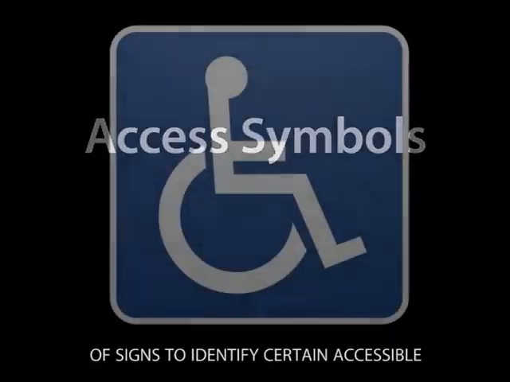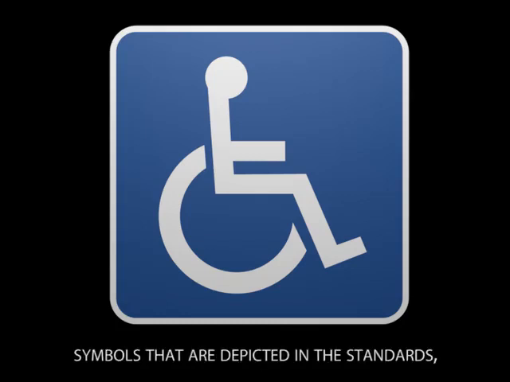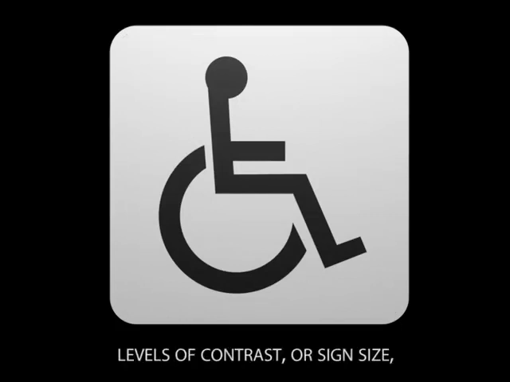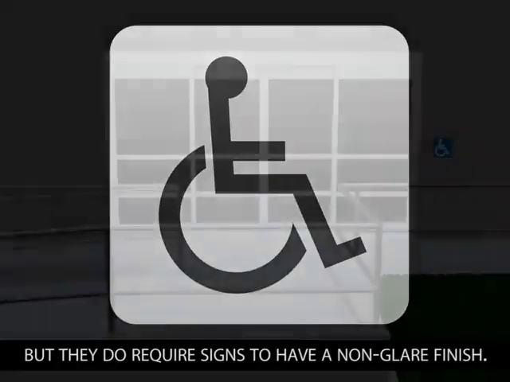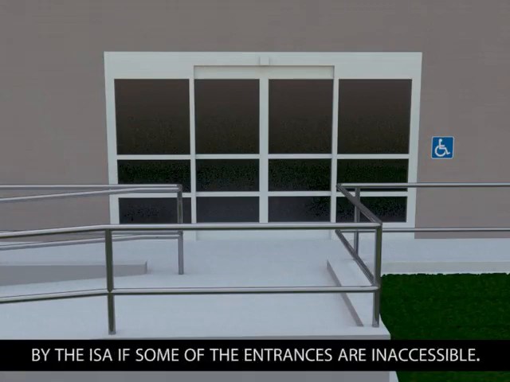The sign requirements generally apply only where signs are provided, but the standards do require the provision of signs to identify certain accessible elements and spaces, such as entrances, restrooms, and parking spaces. These signs must include specified international symbols that are depicted in the standards, including the International Symbol of Accessibility, or ISA. The required symbol must be either light against a dark background or dark against a light background. The standards do not specify particular colors, levels of contrast, or sign size, but they do require signs to have a non-glare finish.